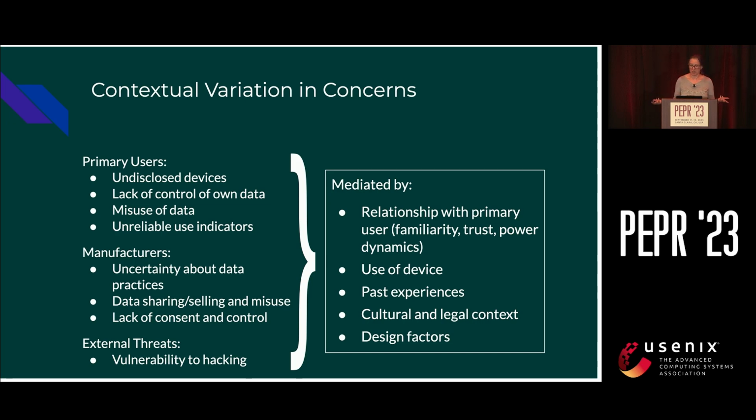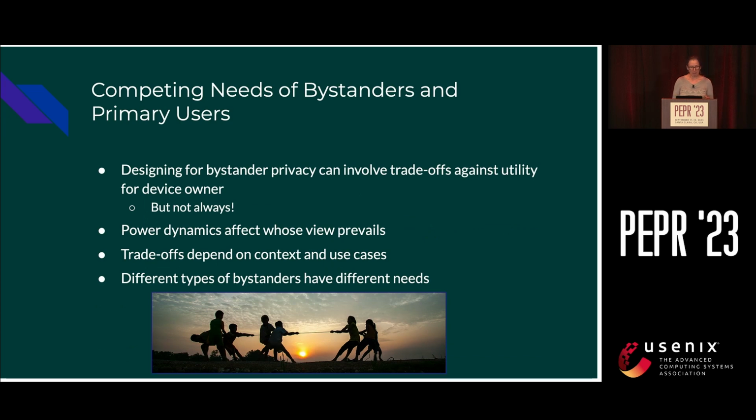There's a lot of contextual variation in how worried people are about a particular issue based on their relationship with the owner or primary user, including how well they know them, level of trust, any imbalance of power or authority, whether they use the device at all, their past experiences with smart devices or past privacy problems, cultural context, what the privacy laws are in their locale or what they think the privacy laws are, and design factors, which I will get to.